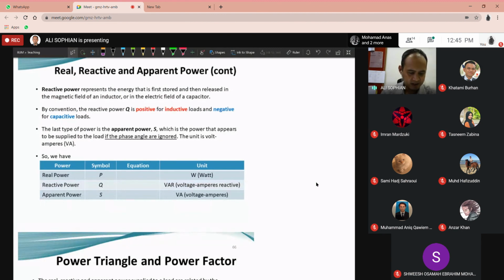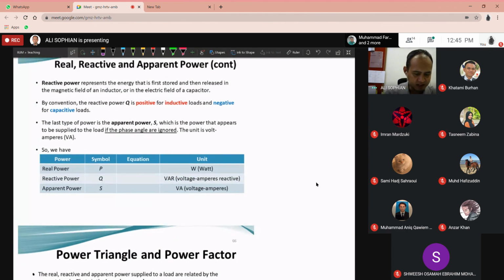So we have three different types of power. The last type of power is the apparent power, S. It's the apparent power, which is the sum of the real power and the reactive power. So S is P plus Q. Later on we'll see in more detail.